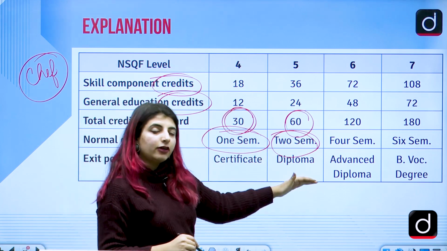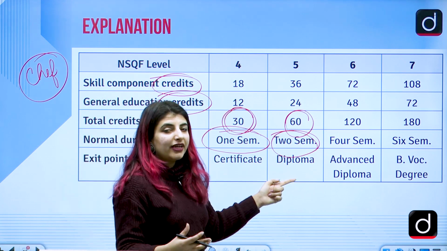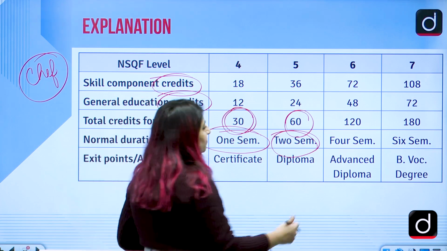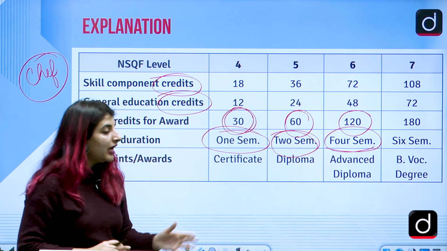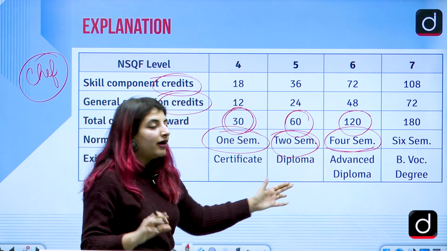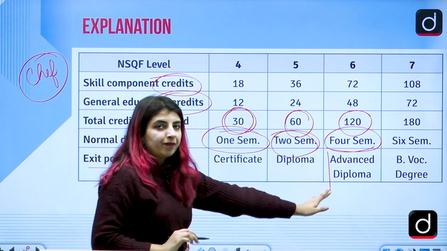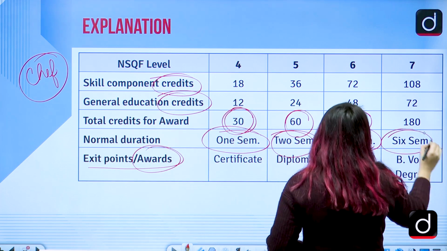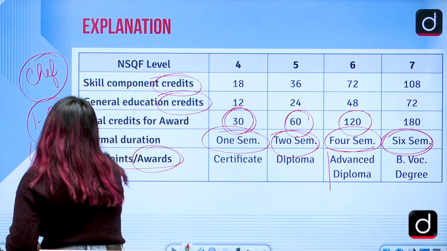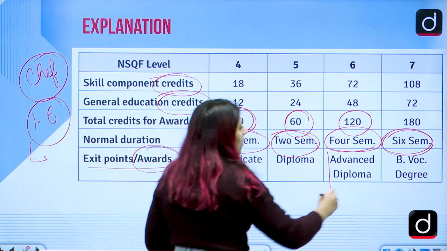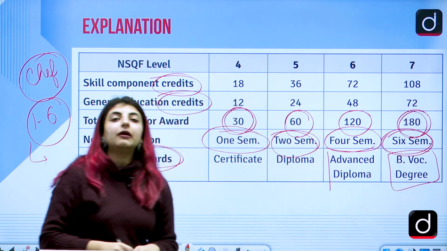If it is a 2-semester course, then 60 credits will be provided along with the diploma. So from certificate, 2 semesters, if you do the skill set component, what are you going to get as a degree? Degree of diploma. If you do 4 semesters, you are going to get the credits of 120 along with an advanced diploma. So these are the basic degrees or awards which are provided to you. And if you complete the 6th semester, from 1st semester to the 6th semester, the degree in its entirety, what are you going to get? You are going to get 180 credits and a B vocational degree.